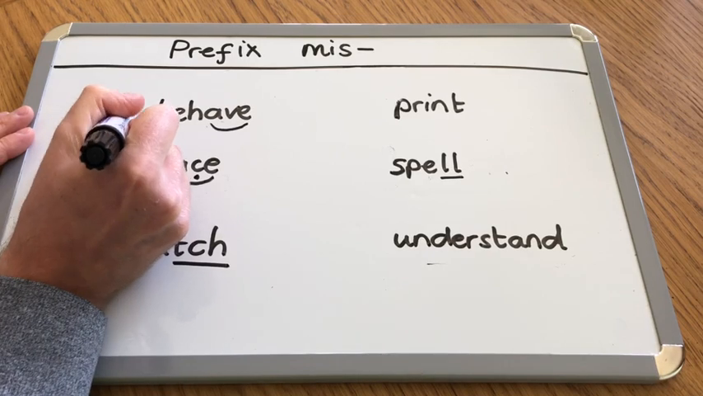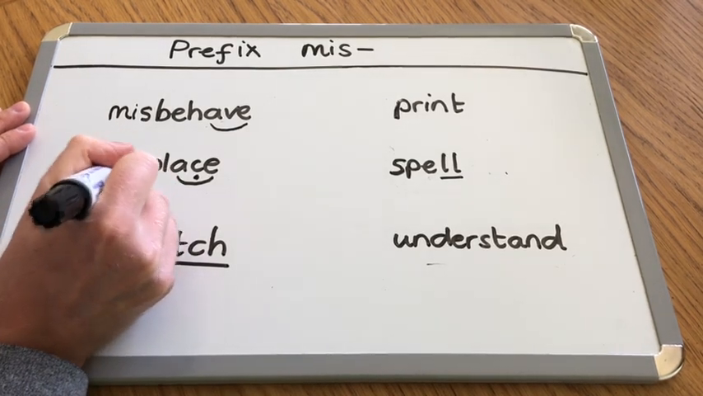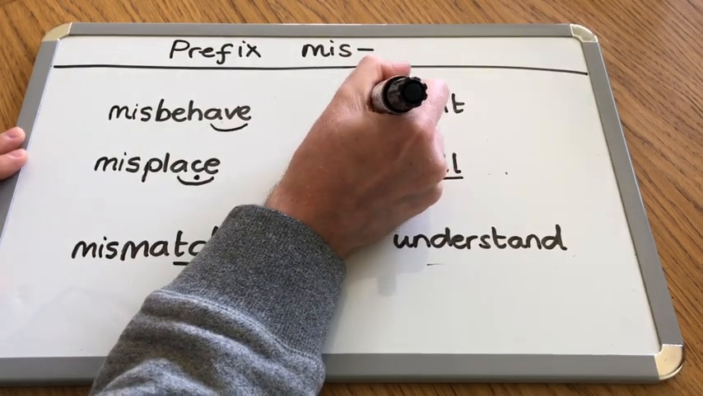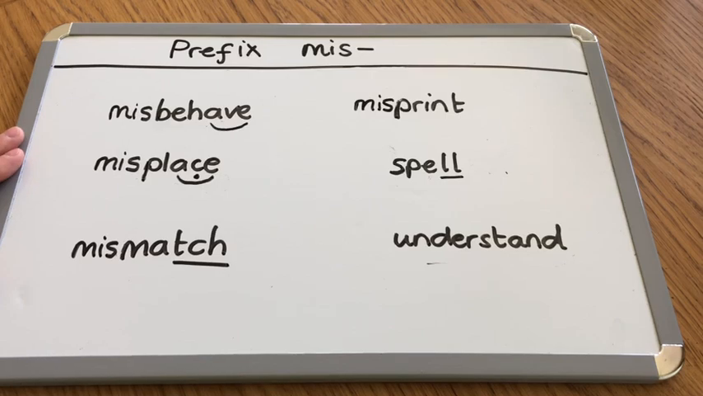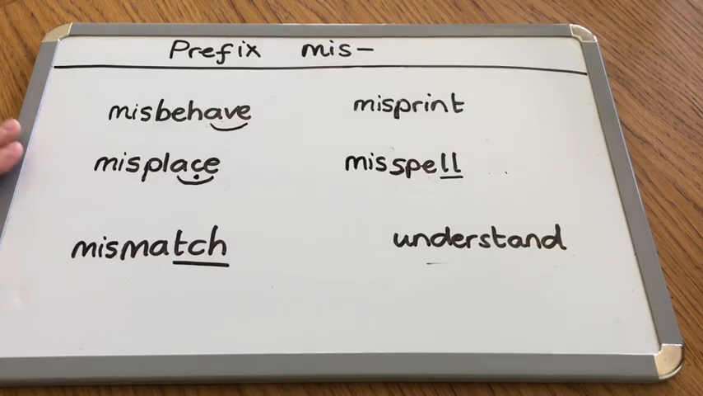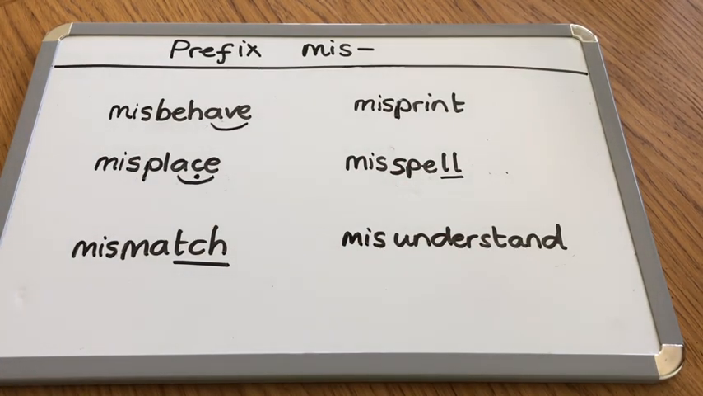So to misbehave is to not behave, or the opposite of behaving. To misplace is to not place something correctly, to put it in the wrong place. Mismatch means it doesn't match. Misprint means there's been a mistake in the printing, maybe in a book. To misspell means there's a mistake or something's wrong with the spelling. And misunderstand means to not understand.